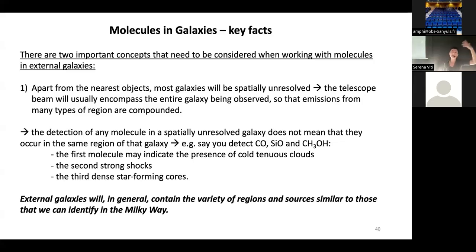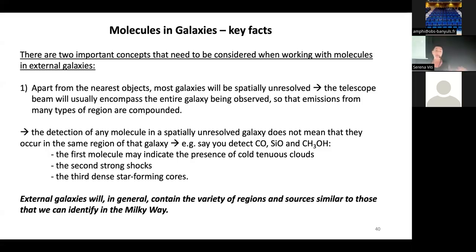And it's going to trace maybe gas of 100,000 per centimeter cube. SiO, on the other hand, can only form if you release silicon from the core of grains. And if you remember from the first part of my lecture, the core of the dust grains can only be released if you have a shock that sputters this dust grain, and you release the Si. And then Si, silicon, will very quickly react with the oxygen in the gas and form SiO. But that means that SiO is not going to trace the same gas as CO.